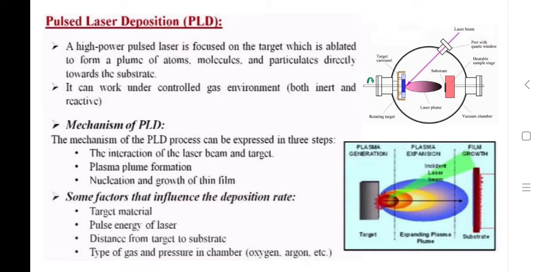Some factors that influence the deposition rate are the target material, the pulse energy of the laser, the distance from the target to the substrate, the type of gas and pressure in the chamber, and oxygen, argon, etc. So here the first, targets I have given.